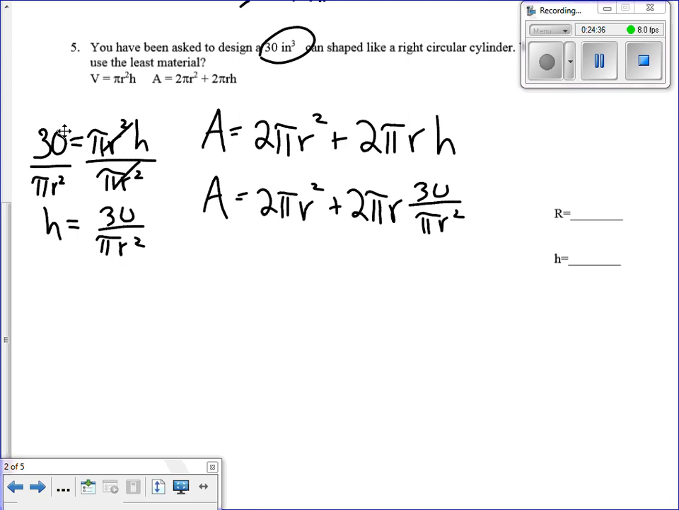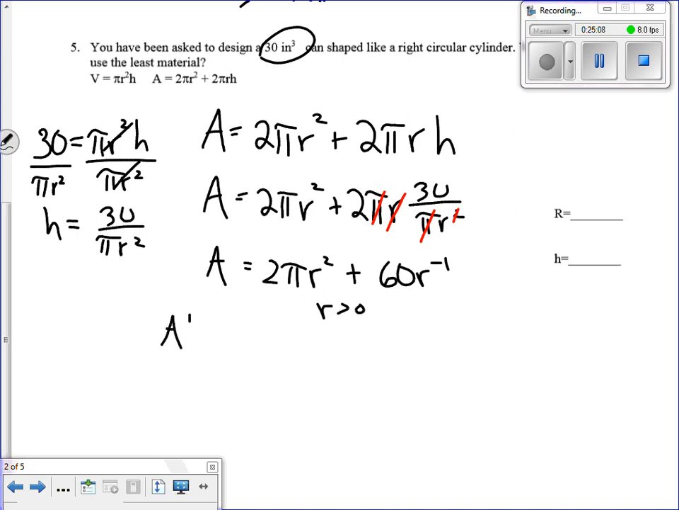Now, before I take the derivative and set it equal to 0, let's simplify this. The pi's cancel. One of the r's cancels. So the second term, 2 pi r times 30 over pi r squared, is just going to be 60 over r. So I'm going to write that as 60 times r to the negative 1. Makes it easier to take the derivative. Now, the variable here, r, all we really know is it's got to be positive. So let's make sure we come back with a positive number.